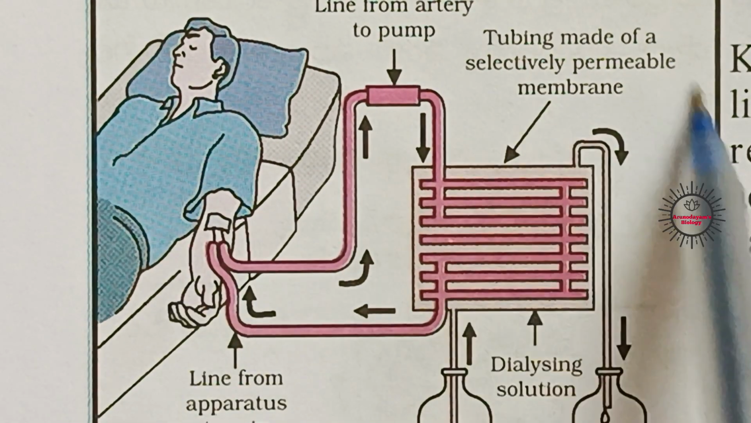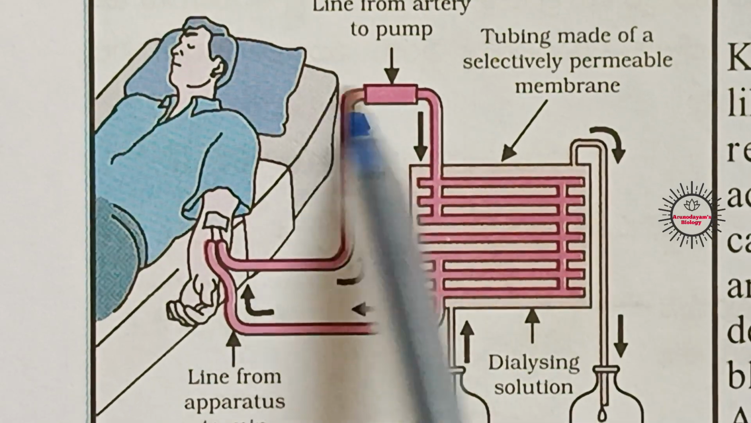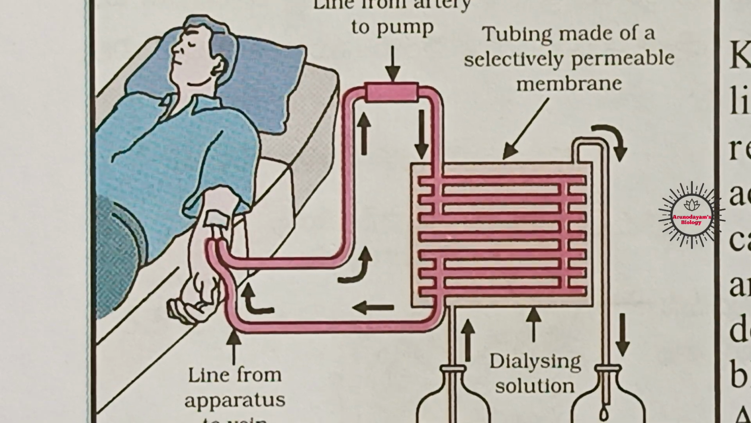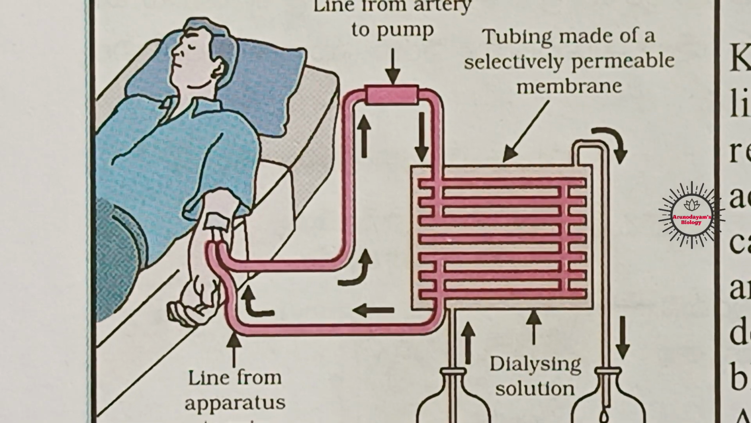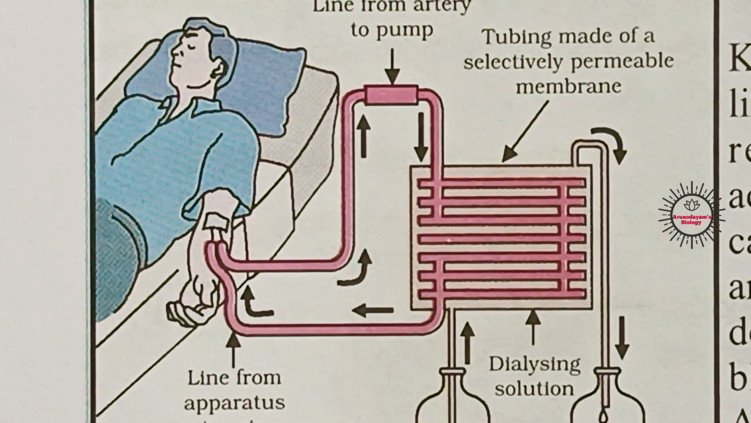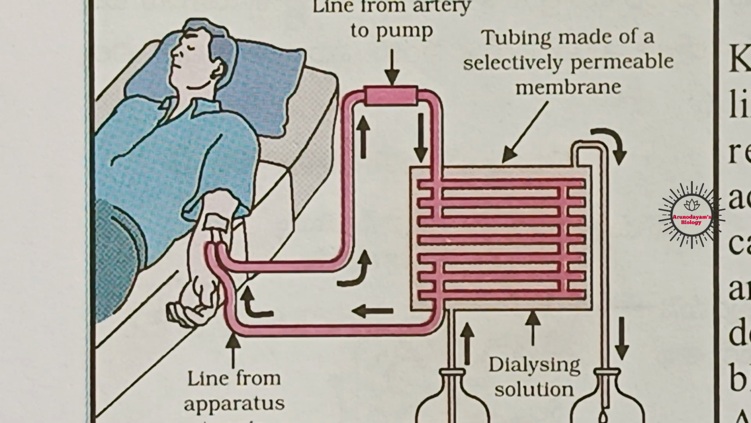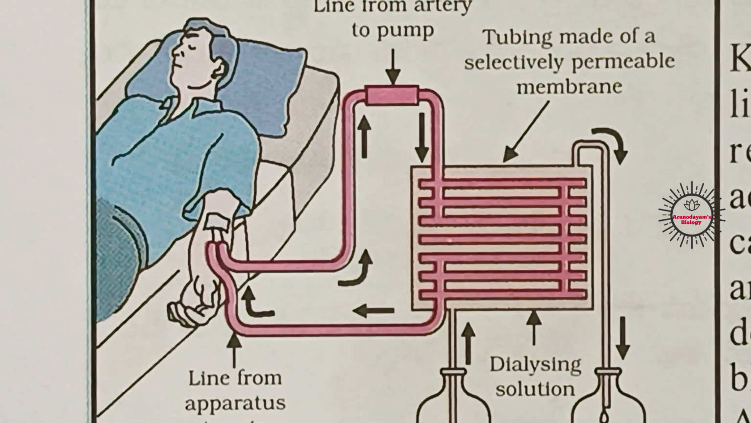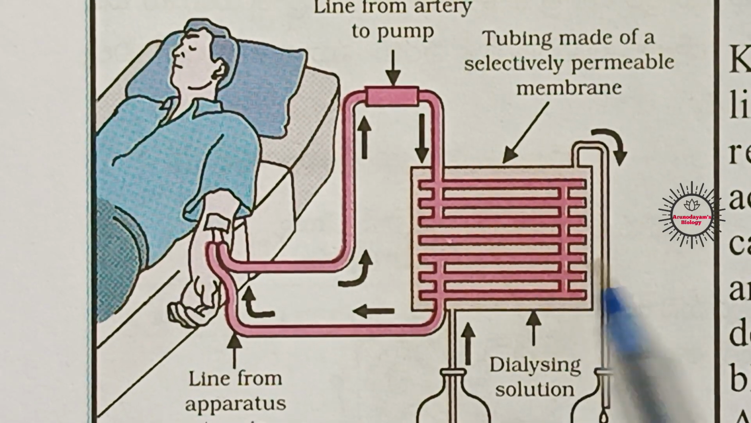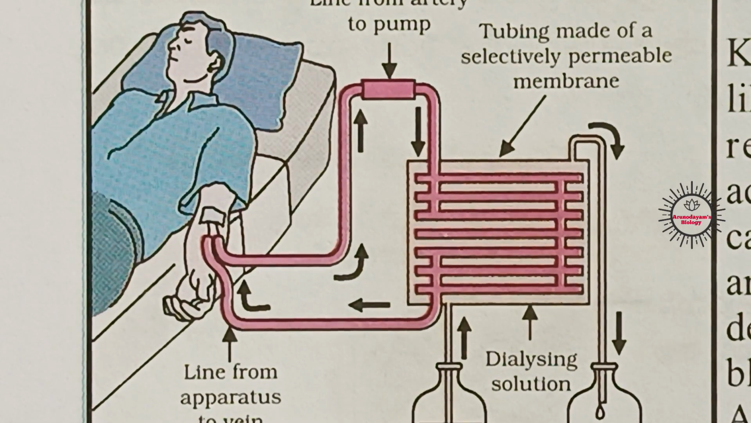This process is called dialysis or hemodialysis, and this setup, this machine, is called a dialysis machine, or it is also called an artificial kidney. Why? Because our kidney performs some functions, and the same functions are performed by this kidney, which is present outside the body and made by man. That's why we can call this an artificial kidney also.